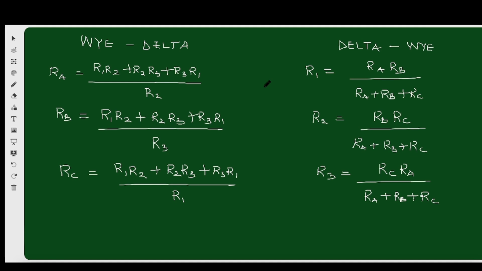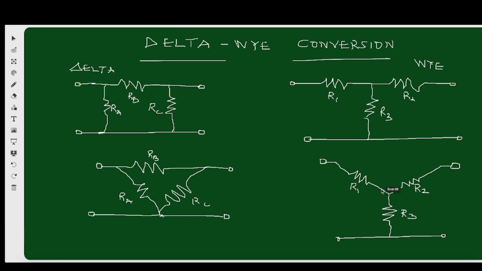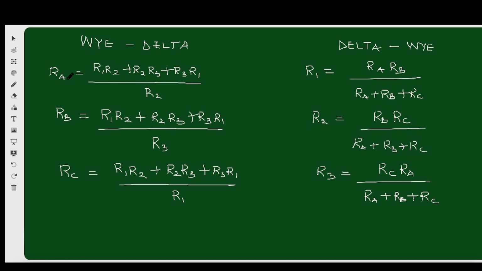So it's very simple. Y to delta, that is, if you are converting from y to delta, it's sometimes called star, right? Because it looks like a star. So sometimes, in some textbooks, you see star to delta or delta to star conversion, right? Star delta conversion, delta star conversion. So look at it. They are very easy to get.